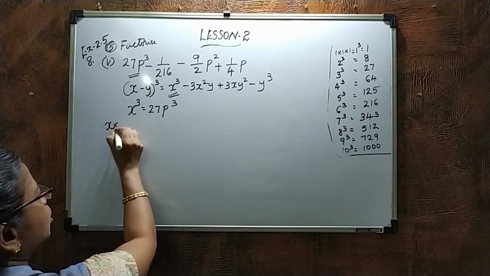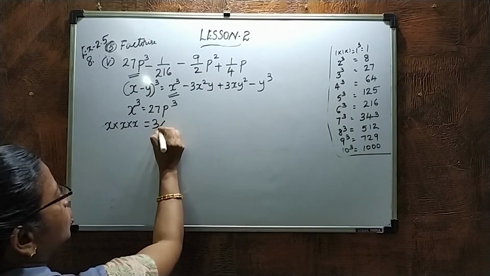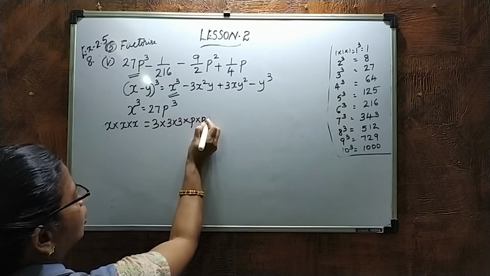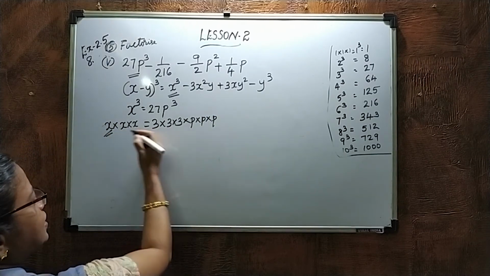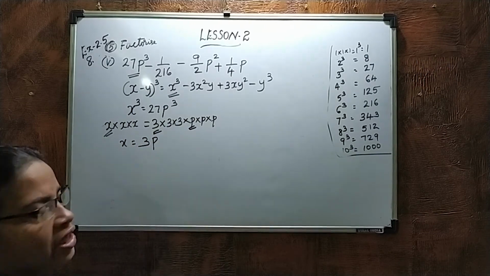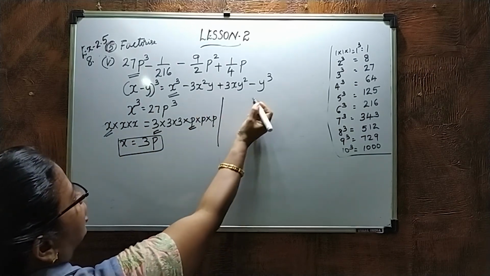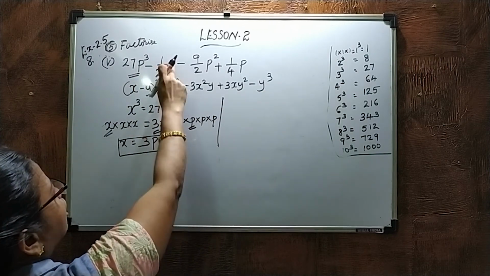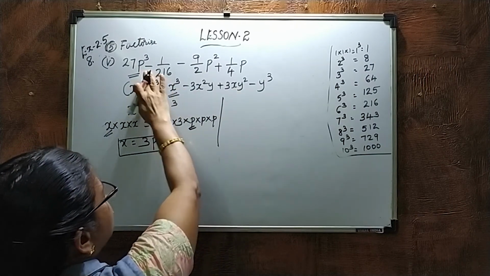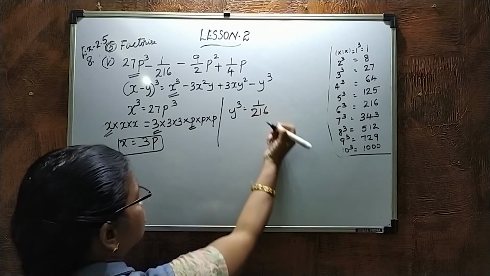Means what? x into x into x equals 27, which is 3 into 3 into 3, and p cube means p into p into p. Then what is x? x is equal to 3p. Then what about y? Here it is minus y cube, minus 1 by 216. Minus and minus, so no need to worry about it. So y cube is equal to 1 by 216.